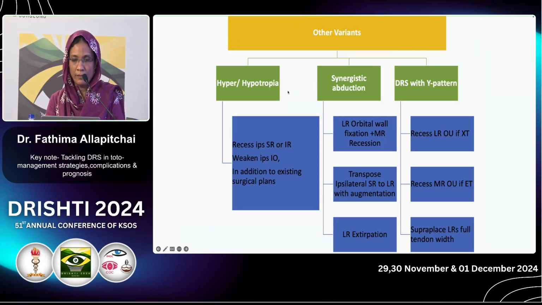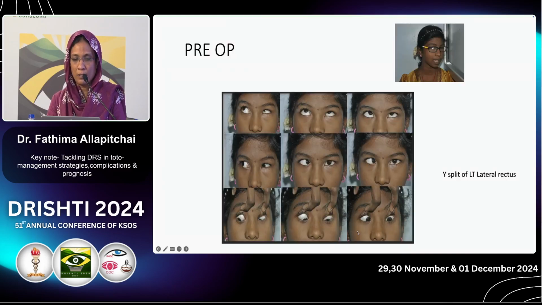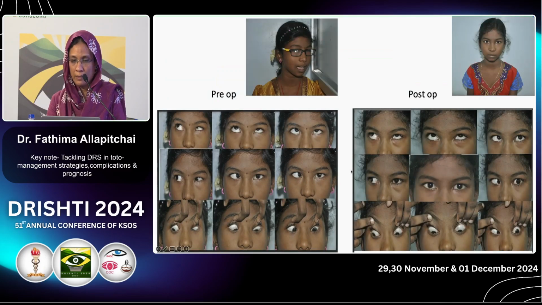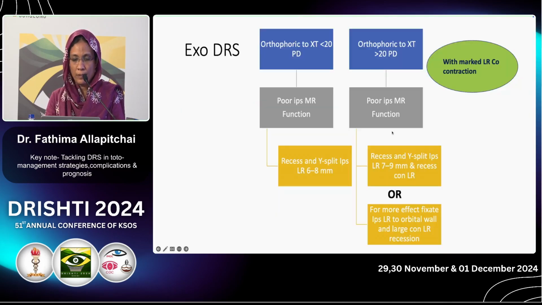Other variants are also discussed. In case of a synergistic abduction, no other way, we have to deactivate lateral rectus by periosteal fixation. Then we can transpose. This is a Y split pre-operative picture, and Y split done in one eye, the DRS eye, had given good result, with disappearance of upshoot and downshoot, and the face turn has also improved.